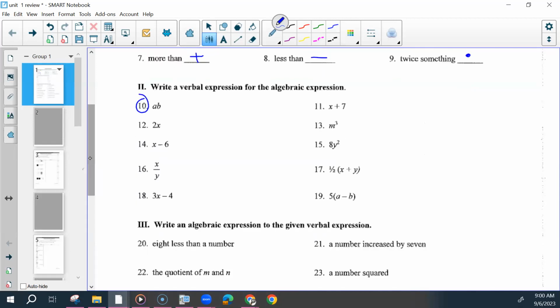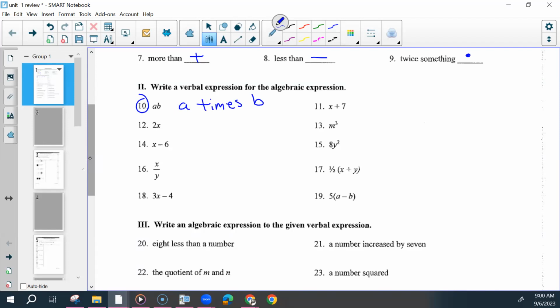Okay, so we'll start at 10. A and B are multiplying to each other. So give me a word that means to multiply. I heard times and something else. Twice would only work if you had 2 times. But we can make this simple: A times B. If you want to make it more complex, you can say a number A times a different number B. I'm just writing the most basic thing.